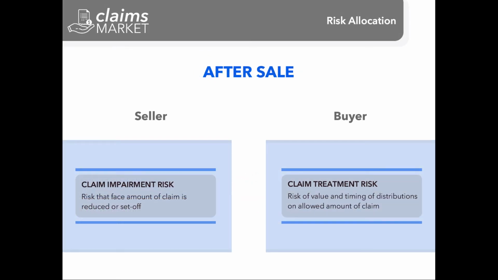It's important to note that by selling a claim, the seller is not assuming any additional risk. By selling the claim for cash, the seller is simply transferring the claim treatment risk to a buyer, while retaining the claim impairment risk the seller already had.